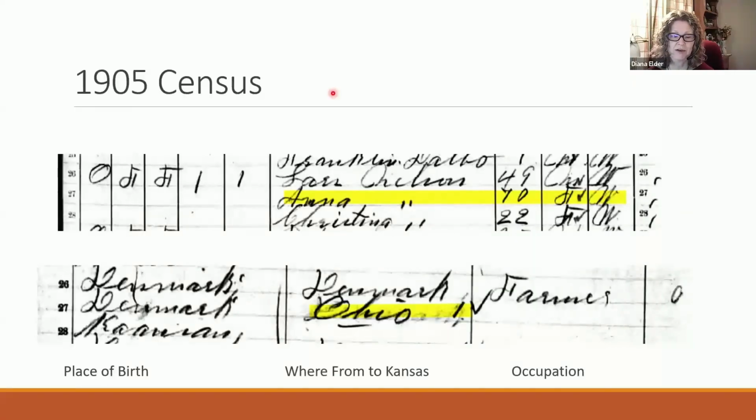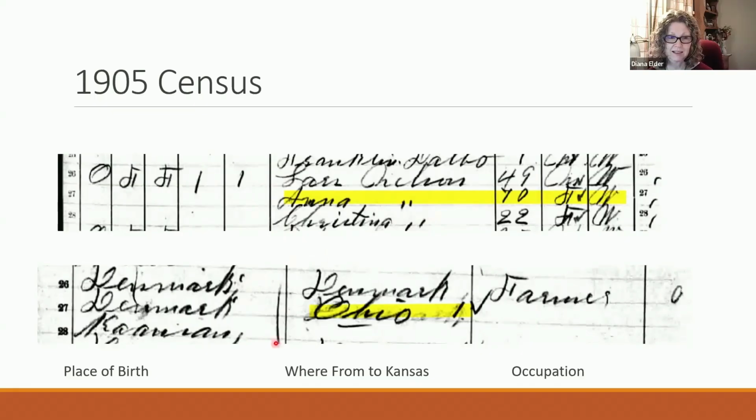Now, the 1905 census was a state census, and this one was for Kansas, and they asked, first of all, where your place of birth was. And so here we have Lars Nelson, and Anna again, and Christina. And she's still 21 years older there than her husband. So we know this is the same family. And both born in Denmark.